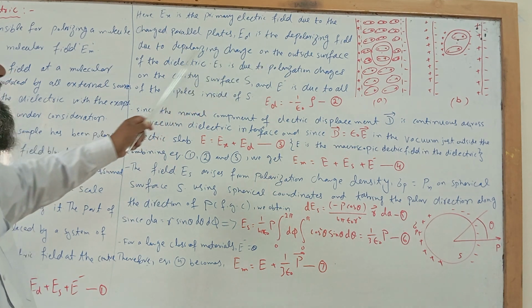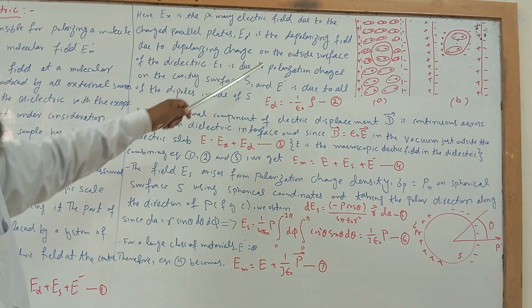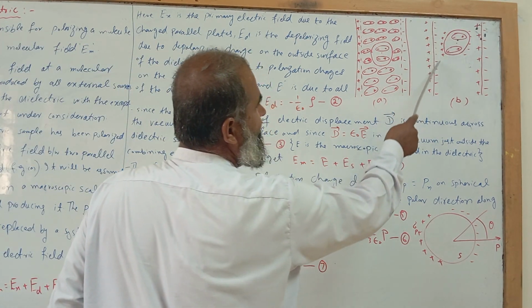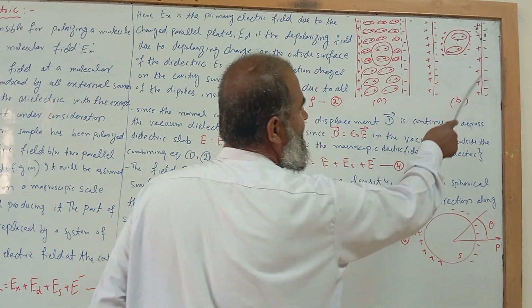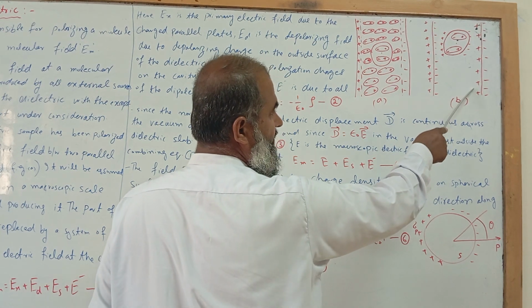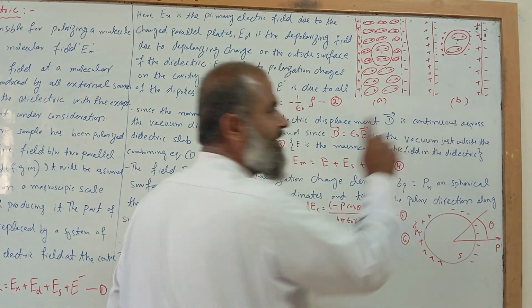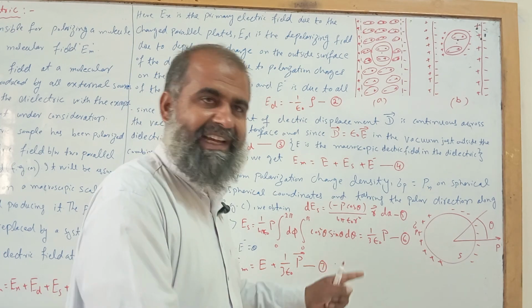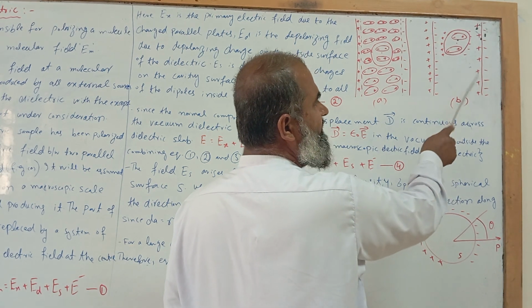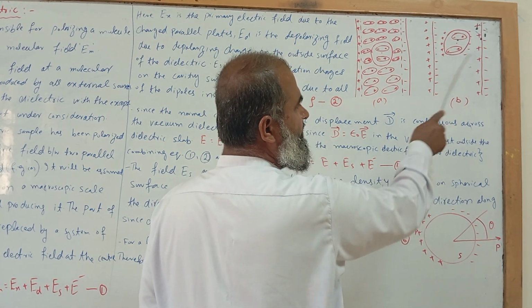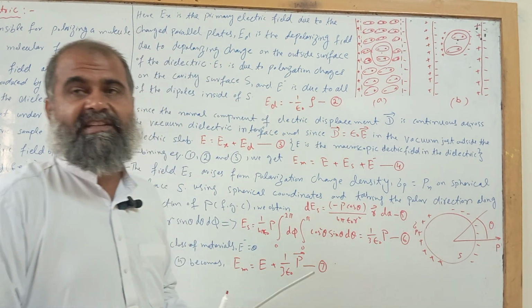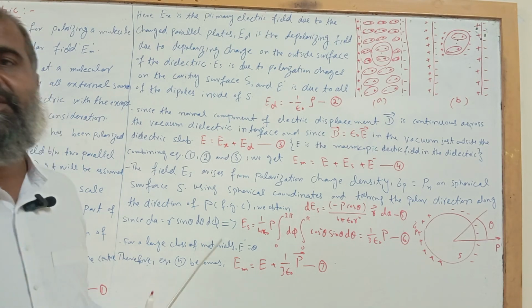Ed is the depolarizing field due to polarizing charges on the outside surface of the dielectric. The electric field due to these charges. These are the depolarizing charges, positive, positive, positive, stored outside of the dielectric but inside of the plate. The electric field due to these charges, positive and this series of the negative charges, is called the depolarizing electric field and is written as Ed.